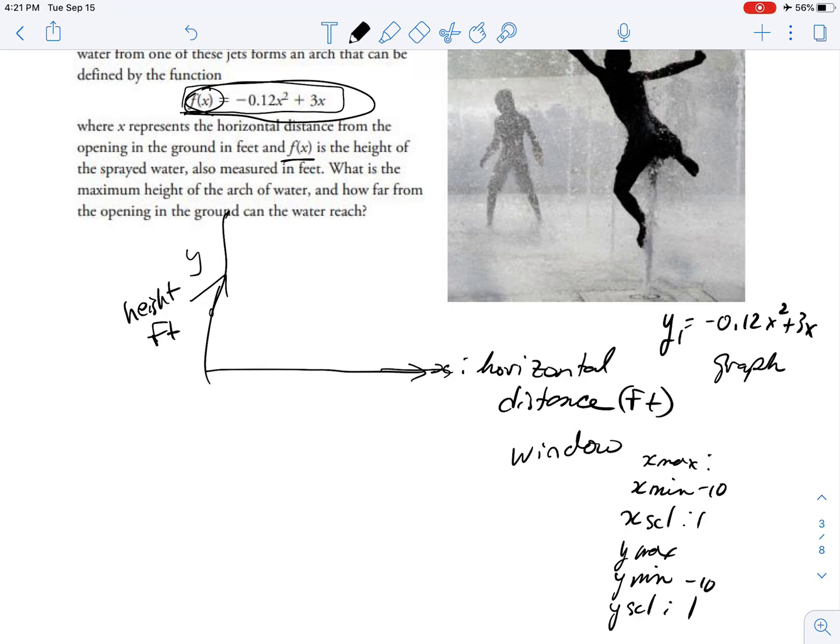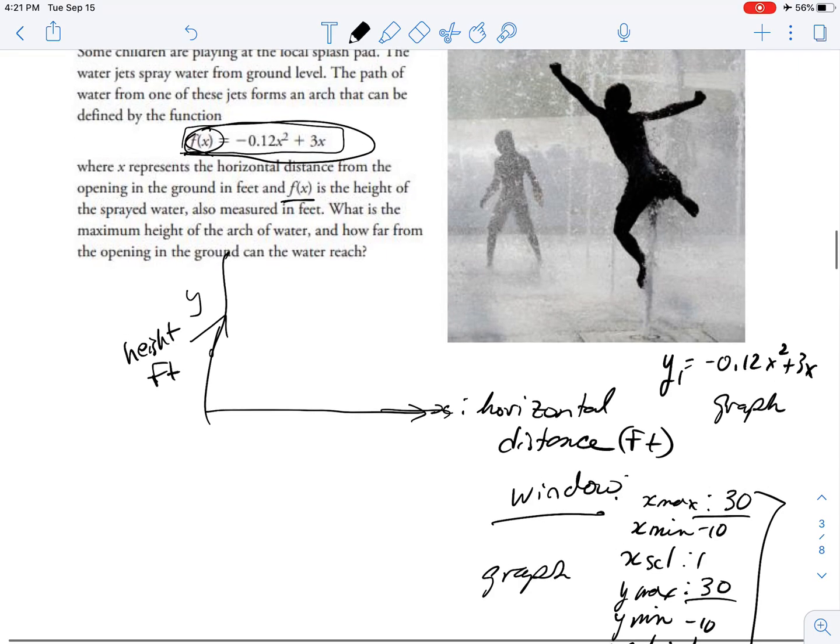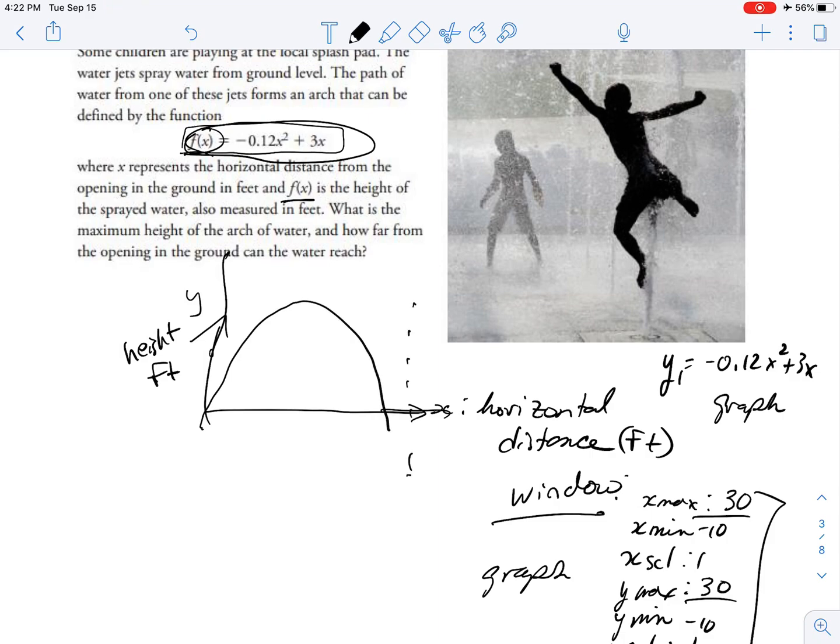maximums. So I'm going to make the x max 30, and I'm going to make the y max also 30. And then I'm going to touch graph again. So we're going to change the window to these 30, 30, and then touch graph again. And when I do that, then I should be able to see this parabola. My screen ends kind of here and up here somewhere. Okay, so now I'm seeing the whole thing.